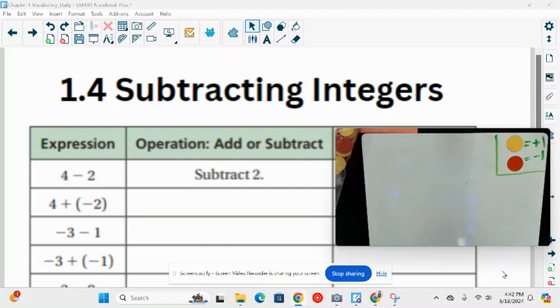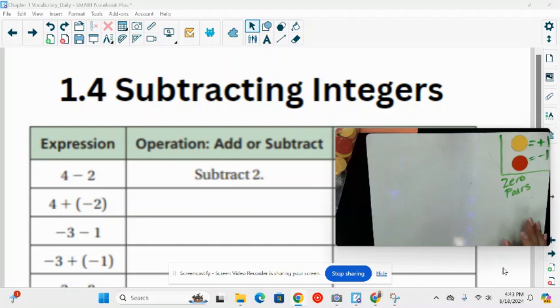We call these zero pairs, because when you have a +1 and a -1, they cancel out. They're each other's additive inverse. So a +1 and a -1, when combined together, cancel out to equal 0. So that's important to remember.